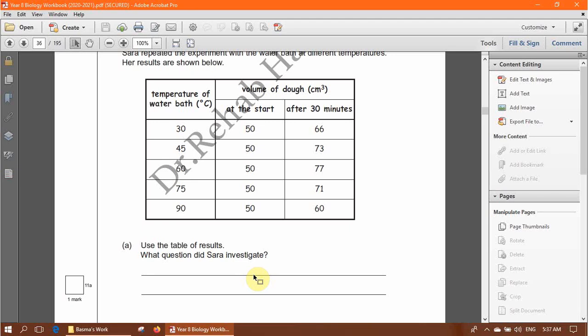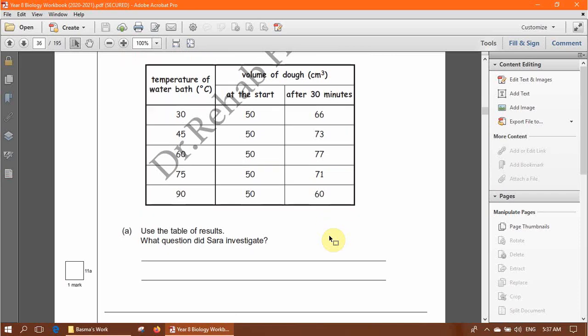And what was the question that Sarah investigated? The question was the effect of the temperature on the rise in the volume of dough. So the temperature effect on the rise of the volume of the bread dough. So what is the effect of the temperature on the rise in the volume of the dough? Because you have the volume at the start and at the end, so you are calculating the rise in volume. Okay.